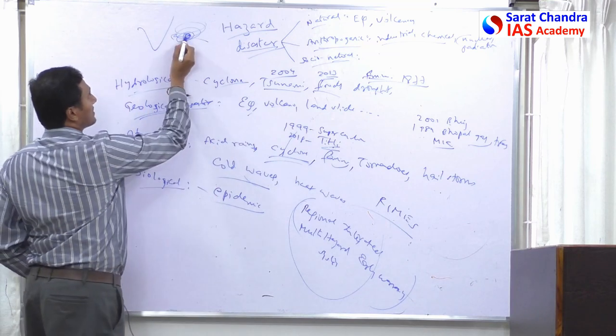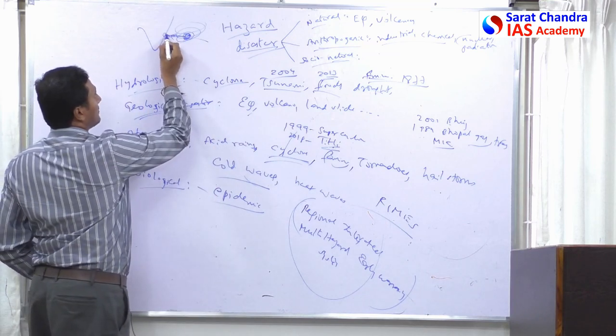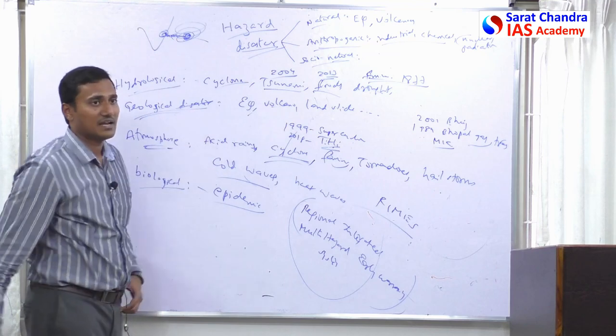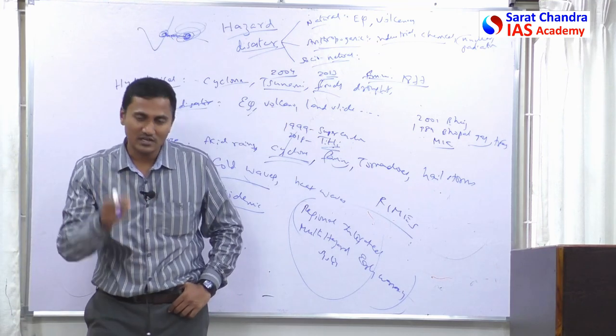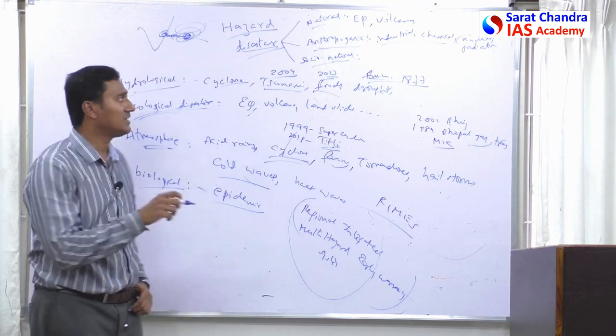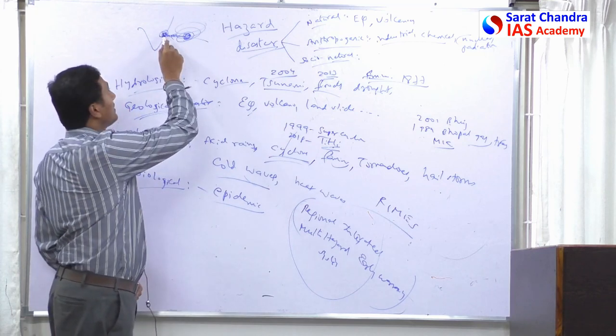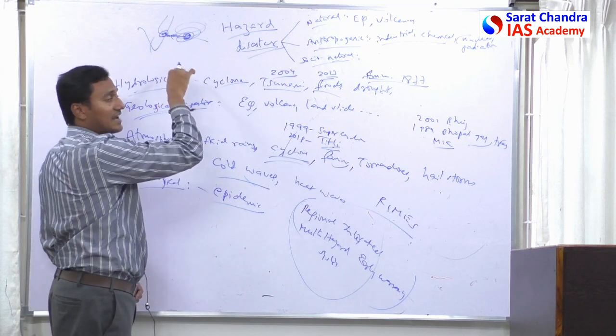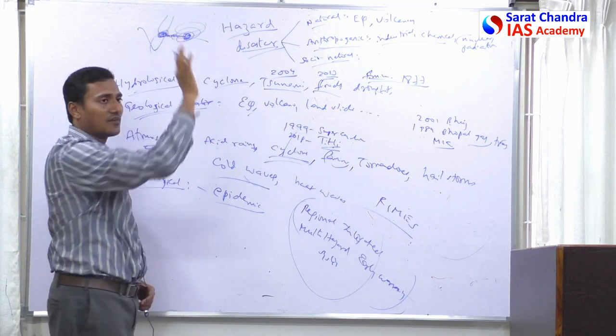When it comes onto the land, it's called landfall. Landfall means cyclone coming onto the land from the sea. Generally, after the landfall, it will not go like this and like this. After landfall, it will be here only for some time, or it will die.